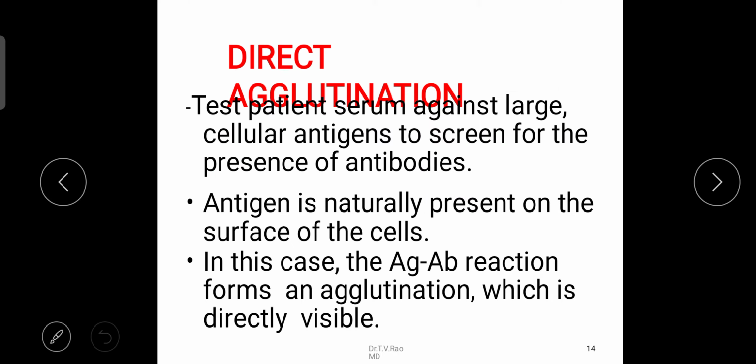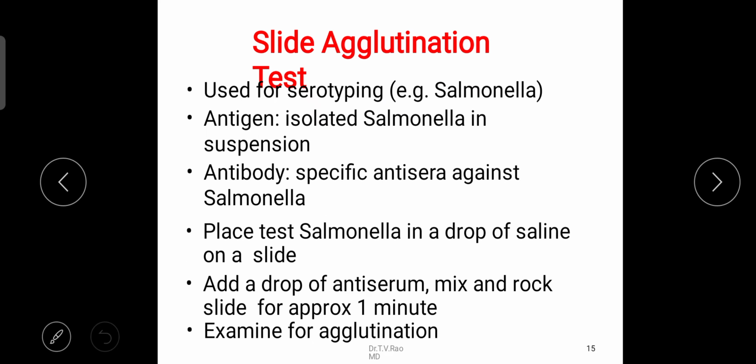Next type is direct agglutination. The patient's serum is tested against a large cellular antigen to screen for the presence of antibodies. The antigen is naturally present on the surface of the cell. In this case, the antigen and antibody reaction forms an agglutination which is directly visible.